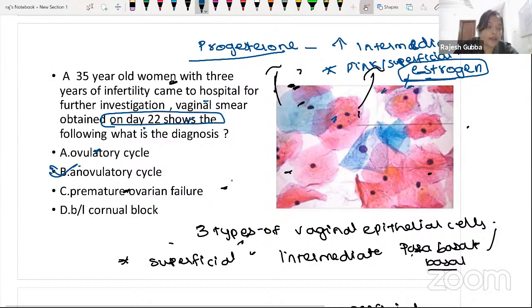So this is an anovulatory cycle. This is how we can interpret, based on the vaginal epithelial smear, whether she's having ovulatory cycles or anovulatory cycles. If I would have got, on a day 22, more blue cells and fewer pink cells, I would have considered this as ovulatory cycles, right? So let's go to the next question.